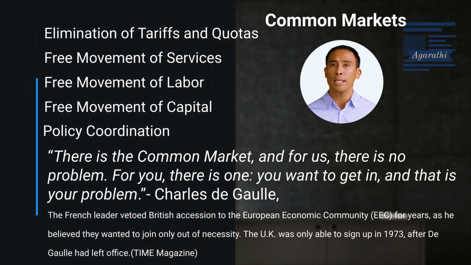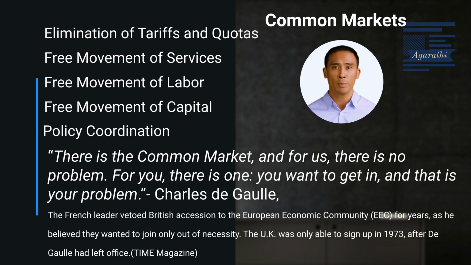Then we have common markets. A common market is a form of economic integration between countries that goes beyond a customs union. In a common market, member countries not only eliminate tariffs and quotas on trade in goods but also allow for the free movement of services, labor, and capital among themselves. The concept of a common market represents a higher level of economic integration compared to a customs union.